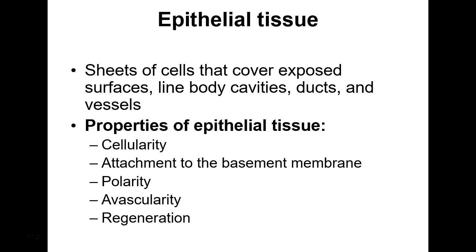So the five properties of, sounds like an essay question, doesn't it? Five properties of epithelial tissue: cellularity, attachment to a basement membrane, polarity, which in this case just means top and bottom. The cells have an orientation. Avascularity, in Latin, generally if you have an A in front of a word, it means without. So avascular means without blood vessels. And they can regenerate if they get damaged, right? Basically you have stem cells that can regenerate epithelial cells.